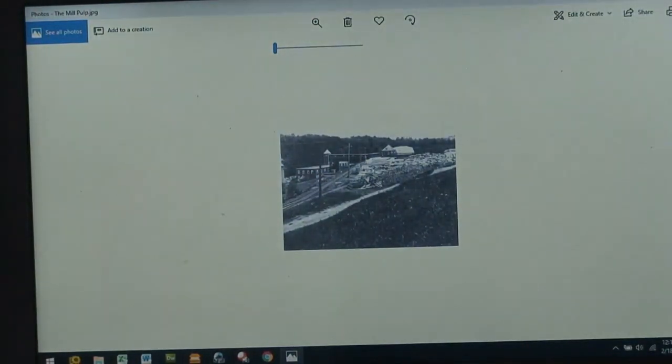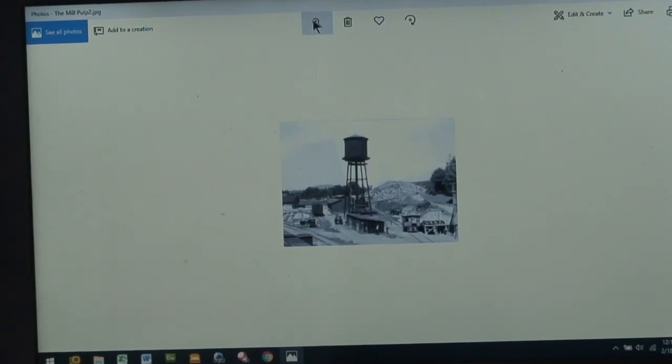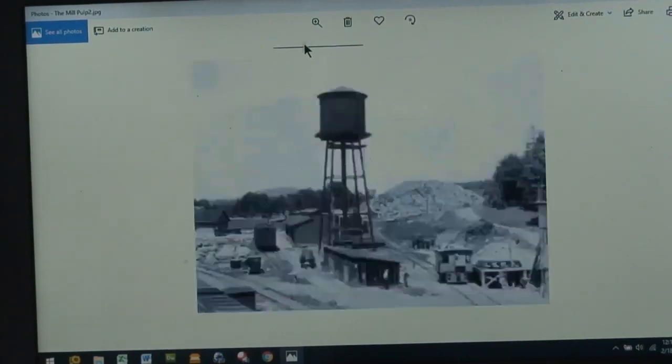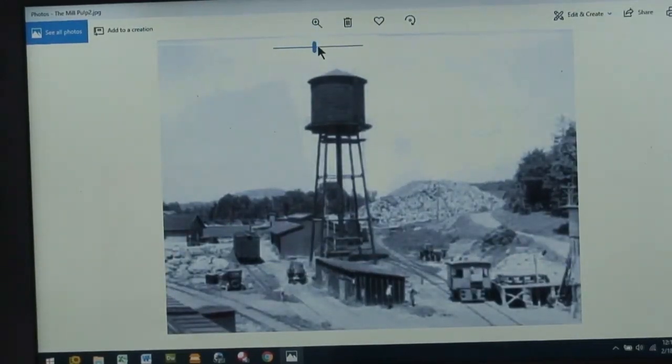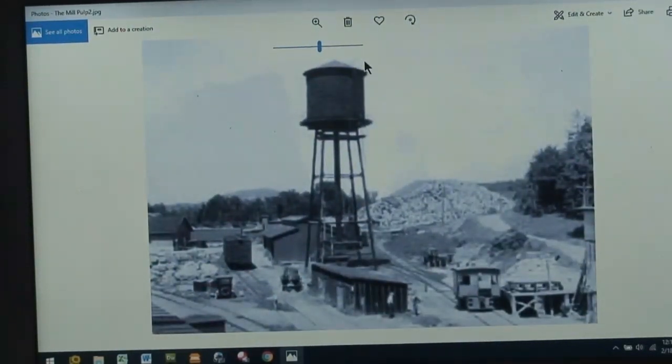And in this next photograph, you're looking at an enterprise that the mill undertook in addition to having the hydro plant. They also had this large water tower. Now, the water tower was used not only to supply the mill with water, but was also used to supply the village of Sheldon Springs with water.